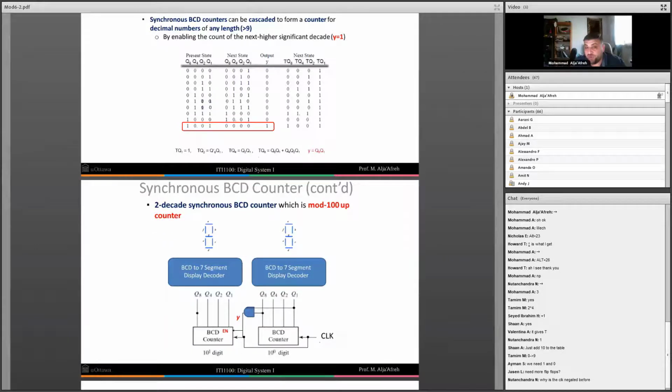So when I reach 9, this one becomes 1 and this one becomes 1. Y will be equal to 1. This BCD counter will start working with this one. And by doing so, how many outputs do I have? Look at this. I can project a number with 2 digits. The maximum number of 2 digits will be from 0 to 99. So 0 to 99 is going to be a mod 100, and it's up because I'm incrementing.